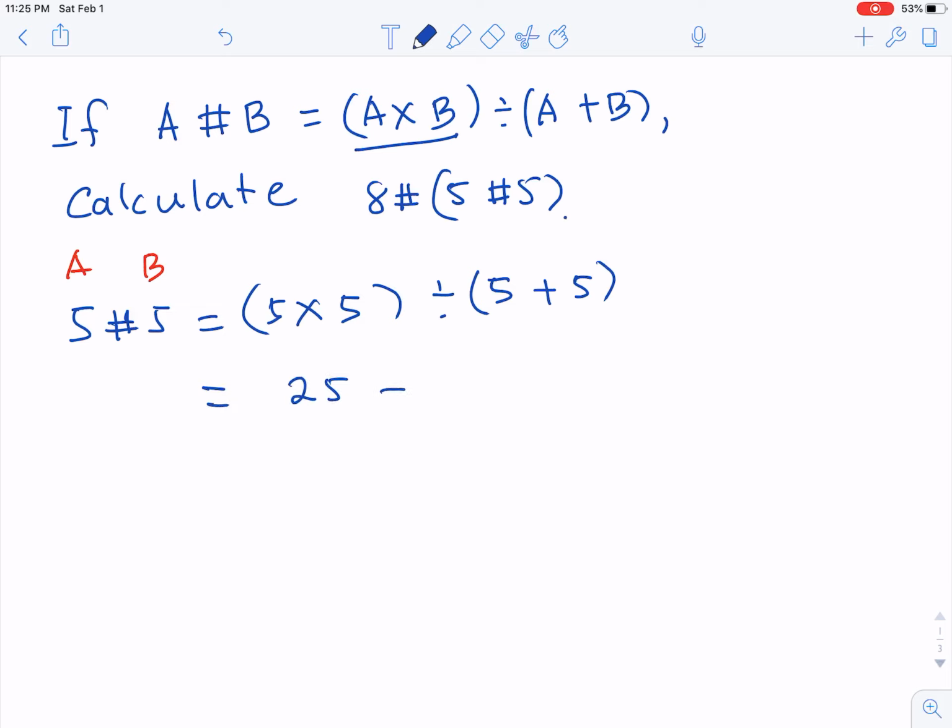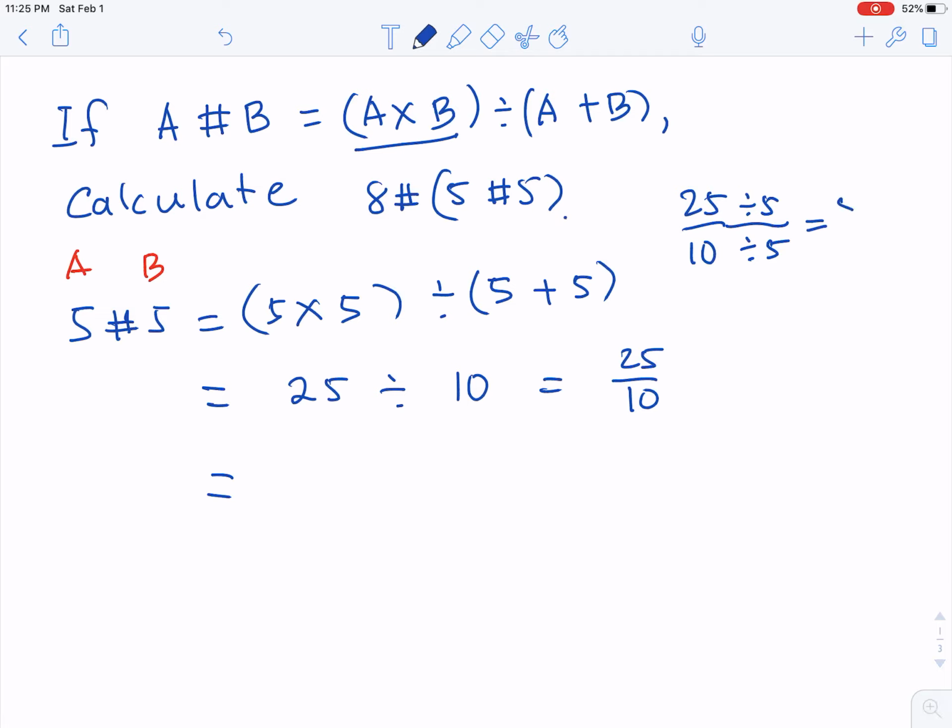25 divided by 10, or pwede rin natin isulat na 25 tenths, no? Di ba? Pareho lang yan. Pag sinabi mong divide, pwede mong gawing fraction. So, pwede natin ito i-lowest terms yung 25 tenths. Ano yan? Ang pwedeng i-divide natin. So, 25 tenths, we can divide both the numerator and the denominator by 5, di ba? Para maging lowest term siya.